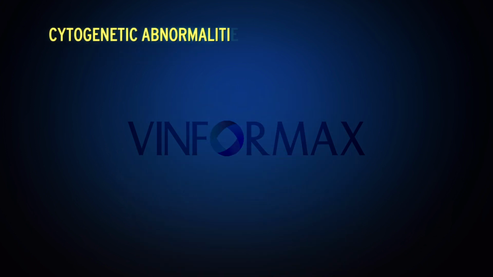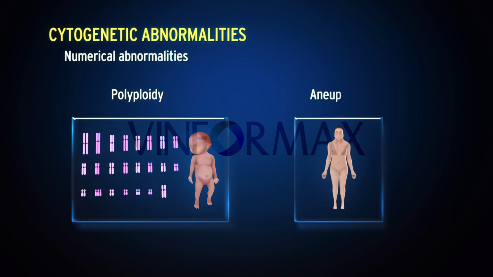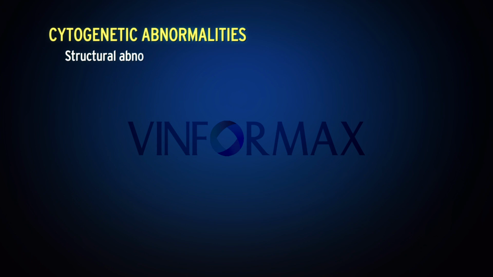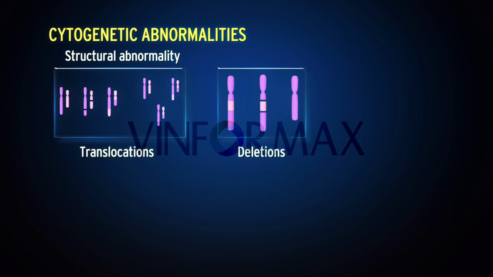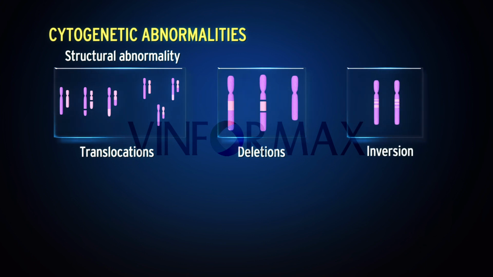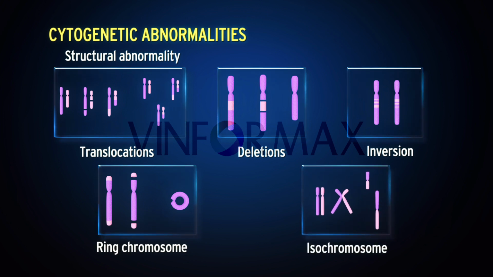Cytogenetic abnormalities. Abnormalities in chromosomes can be divided into two types: numerical abnormalities, example, polyploidy and aneuploidy. Structural abnormality, example, translocations, deletions, inversion, ring chromosome, and isochromosome.